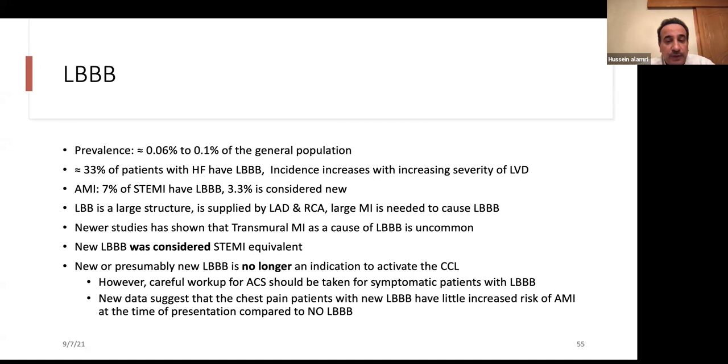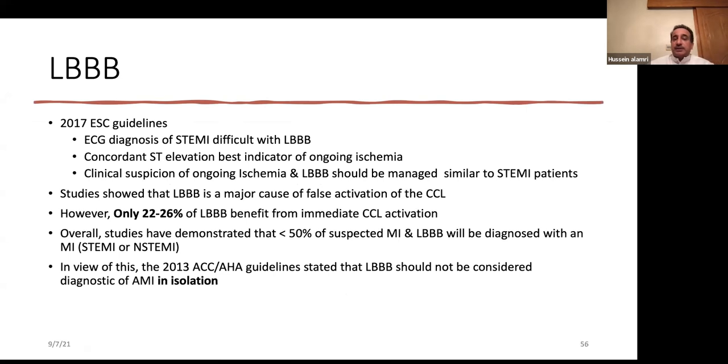However, when you find a new left bundle branch block, you will not just ignore it. You will do a careful workup for acute coronary syndrome. You look for the symptoms. You will do ECG, echo and troponins to make sure that there's no infarction. But there's no need to panic or to activate the cath lab, whether it's an old or a new left bundle branch block. The new data suggests that patients with chest pain and new left bundle branch block have very little increased risk of MI compared to patients without left bundle branch block. So the risk of MI does not depend on the presence of left bundle branch block. Whether it's there or not, the risk is minimal in these patients.